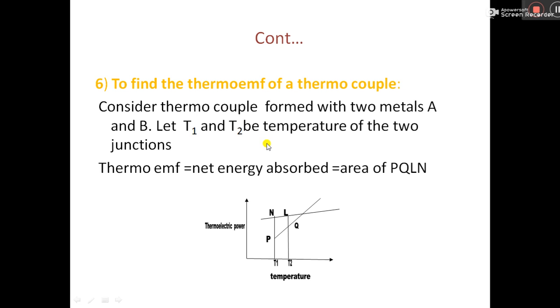And the tide diagram is also used to find the thermo EMF of a thermocouple. Here considering the thermocouple formed with the two metals A and B, let T1 and T2 be the temperatures of the two junctions. Here the thermo EMF is equal to net energy absorbed, which is equal to area of PQLN. So this area gives the thermo EMF of a thermocouple.